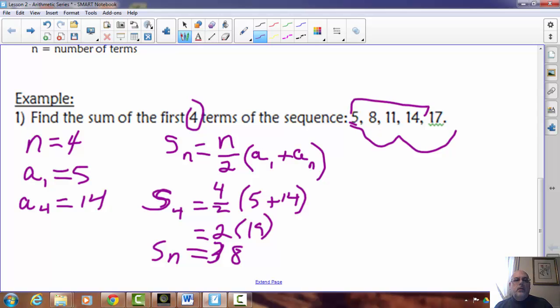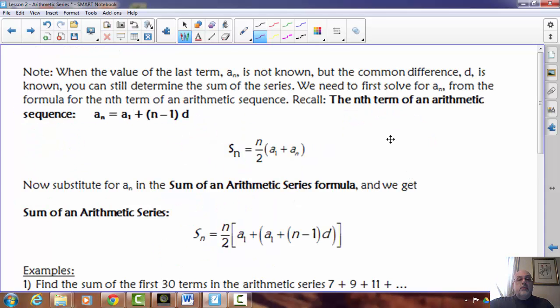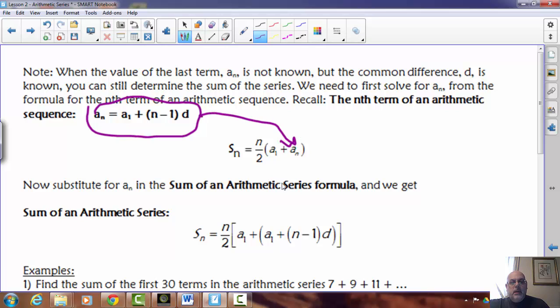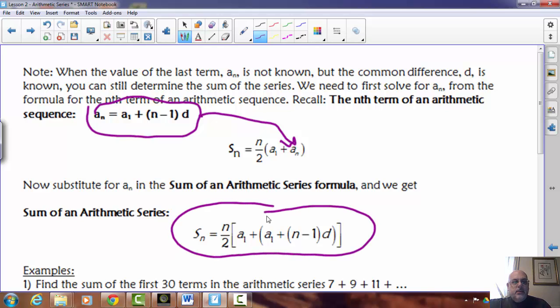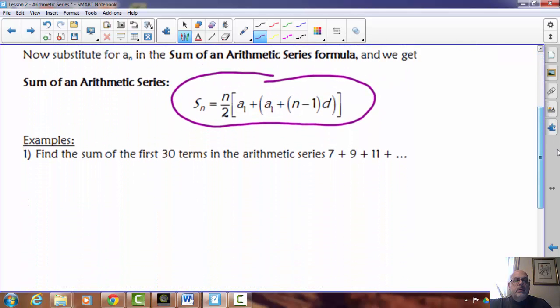So what happens when you don't know the last term? We know the common difference, so we can still find the sum of the series. This formula here was from the previous lesson. If you look at what happened here, this was inserted in place of a sub n, and that's how we got that formula. So that's the sum of the arithmetic sequence when you don't know the last term, or the nth term.